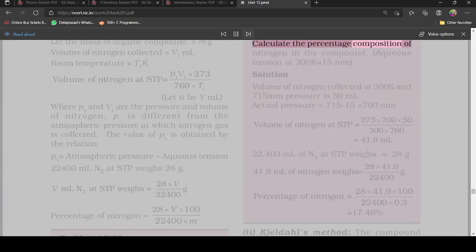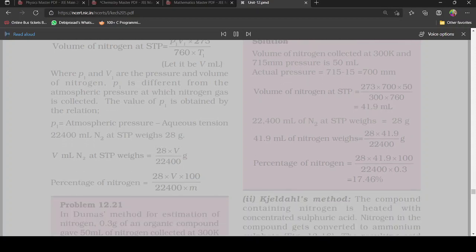Calculate the percentage composition of nitrogen in the compound. Aqueous tension at 300 K is equal to 15 mm. Solution. Volume is equal to 40 ml. 22,400 ml of N2 at STP weighs 28 g. The percentage of nitrogen comes to 17.46%.